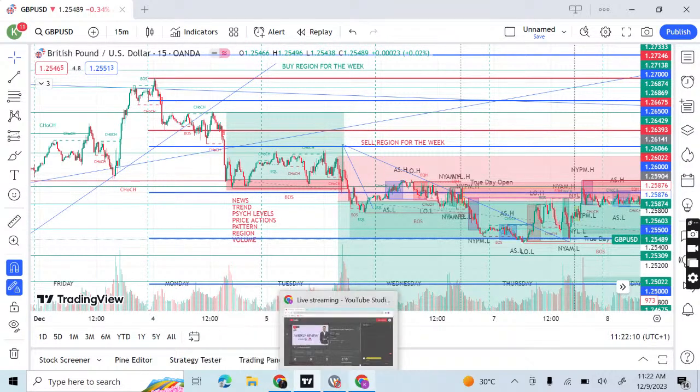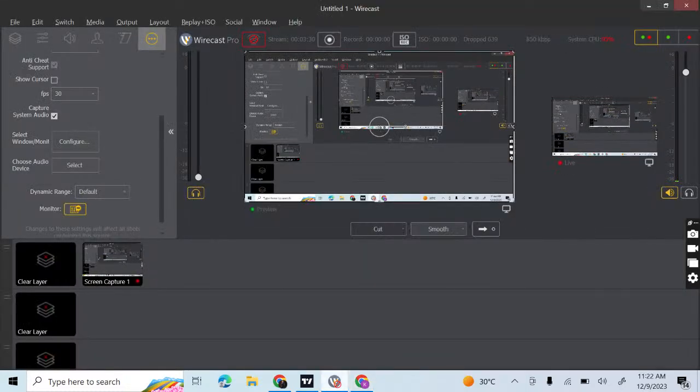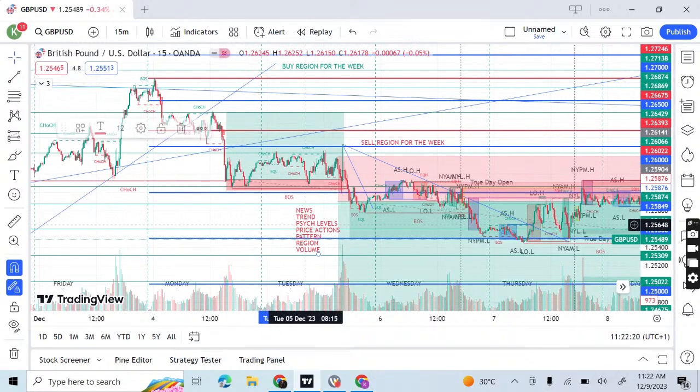So we have these factors that determine the week's entries: news, trend, cycle levels, price actions, pattern, region, and volume.